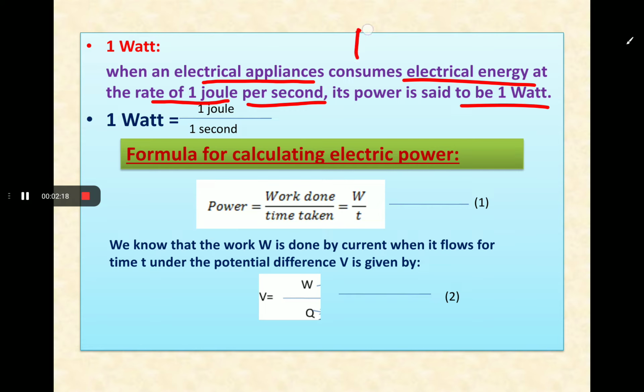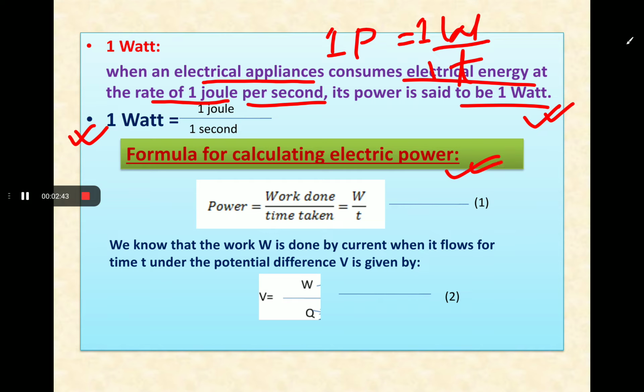Here, we know that power is equal to work done by time. When 1 joule of work is done per second, meaning in 1 second, then the power is said to be 1 watt. So, it is also written here 1 watt is equal to 1 joule by 1 second. Now, we will derive the formula of electric power. We know that power is equal to work done by time. This is equation 1, that is P is equal to work done by time.